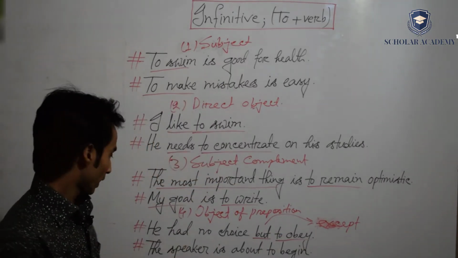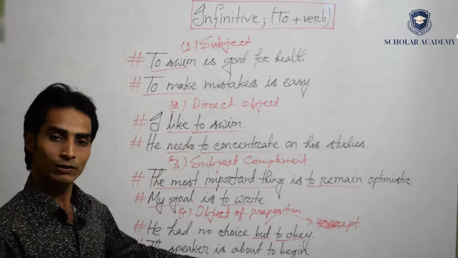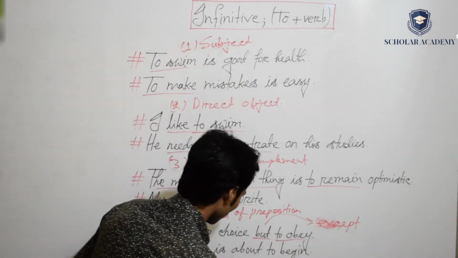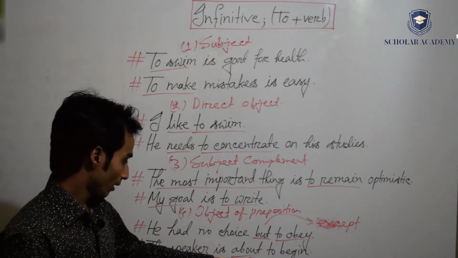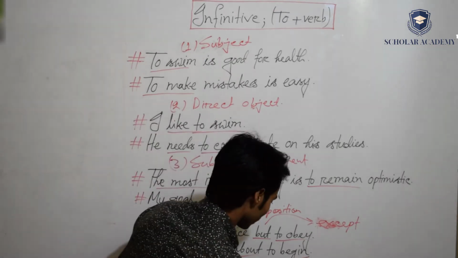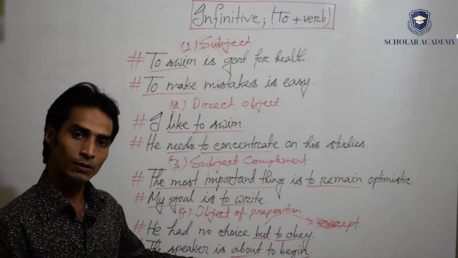Another example for you: the speaker is about to begin. Here about is a preposition and to begin is its object. That means infinitive is used as the object of preposition.